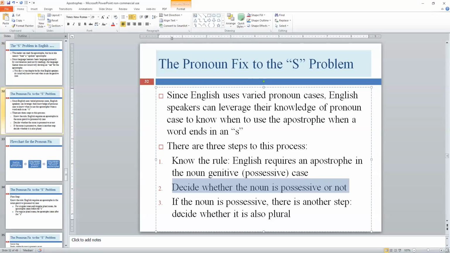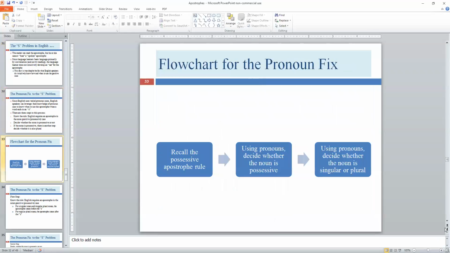And you have the third step only if you've decided that, well, yes, step 2 does lead me to the conclusion that this rule applies, that rule 1 applies. So if you've concluded that, then you go to step 3, which is, we know the noun is possessive, but the question is, is it also plural? Okay, so here's a little picture about how this works. This is the flow chart. The first thing, again, we're going to do is recall the possessive apostrophe rule.